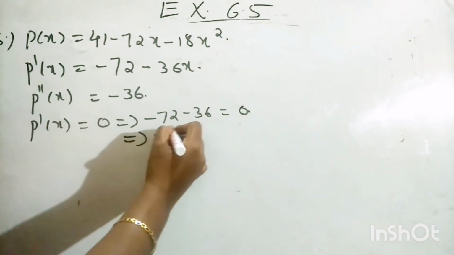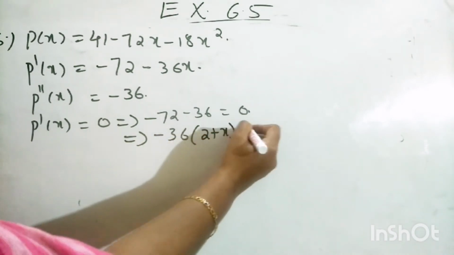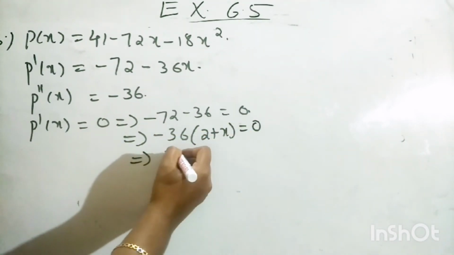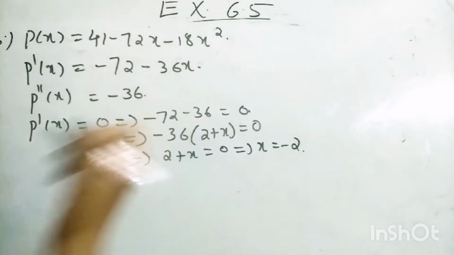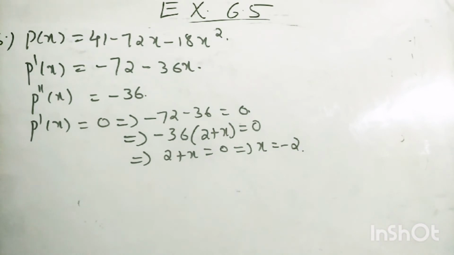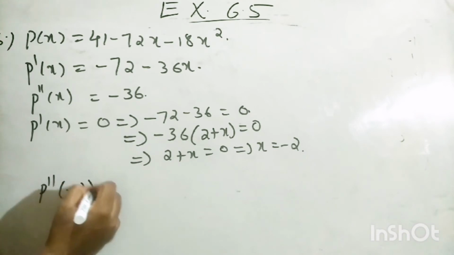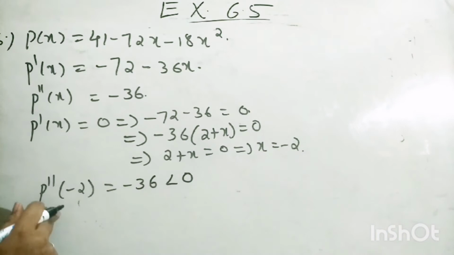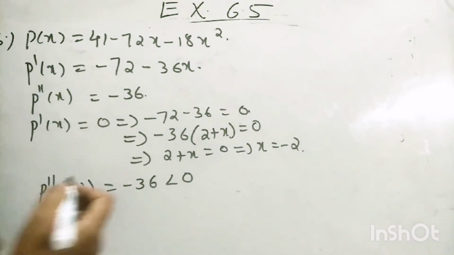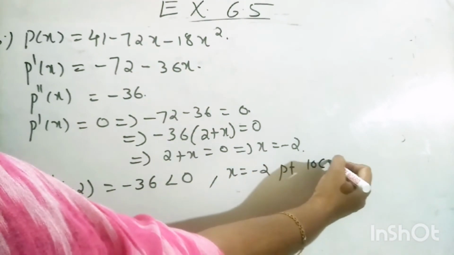That implies minus 72 minus 36x is equal to 0. Minus 36 we can take outside, and this is 2 plus x is equal to 0, which implies x is equal to minus 2. X is equal to minus 2, that is our critical point. Now we need to check the sign of p double dash at x is equal to minus 2. Anyway, that is a constant, minus 36, and it is less than 0. Since p double dash is less than 0, we can conclude that x is equal to minus 2 is a point of local maxima.